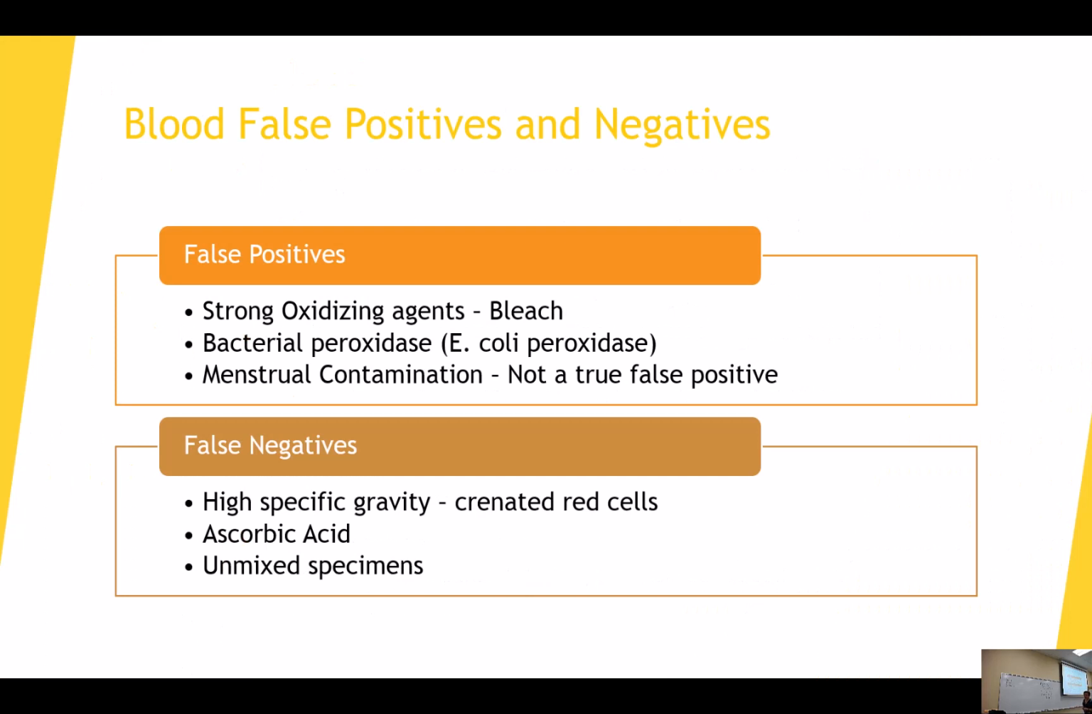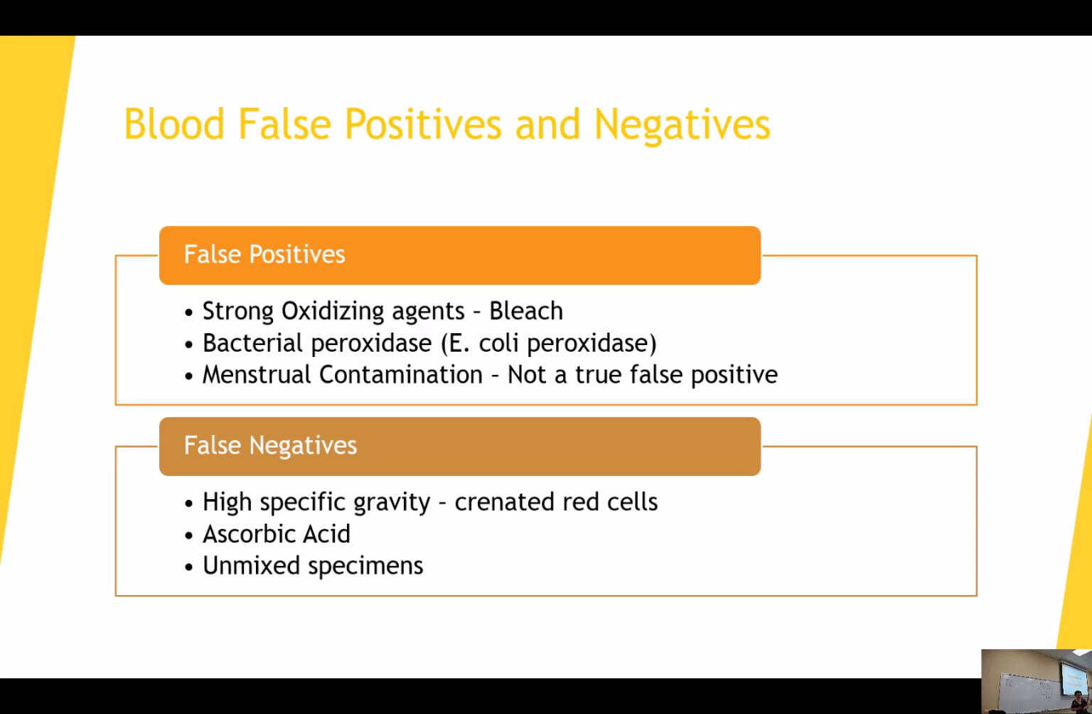So when we're looking for false positives and negatives, false positives include strong oxidizing agents, bleach. Again, anytime you see a false positive, cleaning agents, bleach, strong oxidizers are often going to be your culprits. Bacterial peroxidase can cause a false positive. And then menstrual contamination. Now, I don't like that this is in the books as a false positive. It's still called a false positive, but it's not a true false positive. There is blood. Menstrual contamination is blood. However, it's contamination. It's important to look at, though, when you see blood in a woman of childbearing age, to always consider: is this menstrual contamination, or is it true blood due to a bleed?